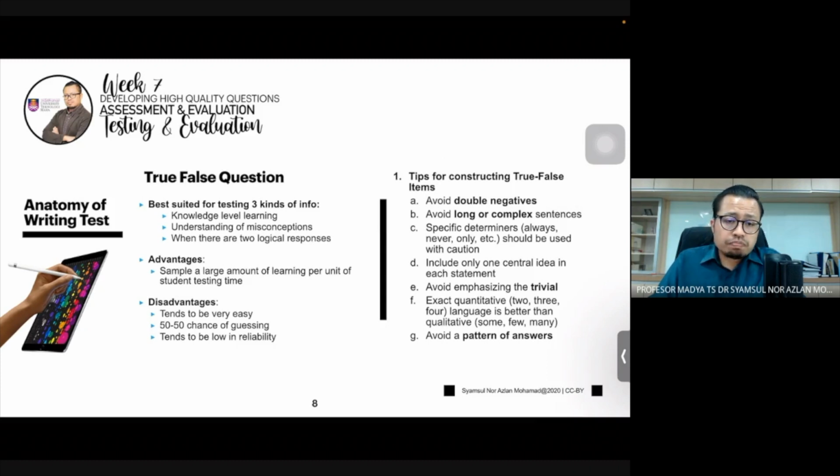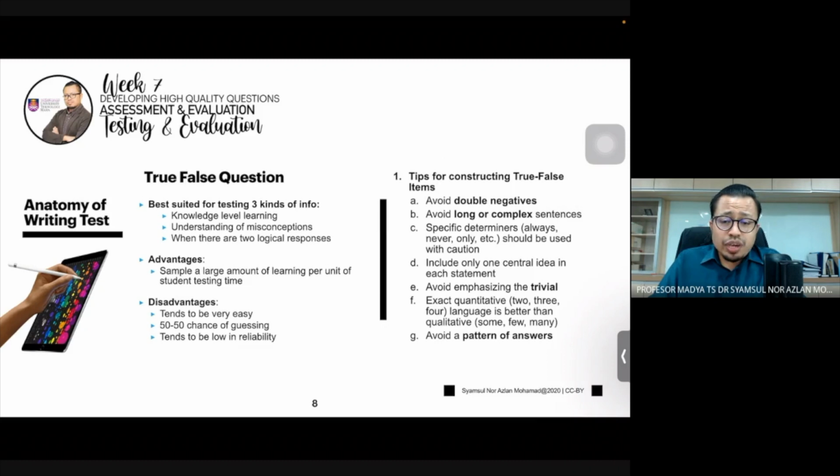Normally some people like to use true/false questions because they are very simple in terms of assessing large amounts of learning per unit. This is much easier, because you ask one question, whether true or false, and you can assess the students immediately. The reason true/false has become so popular is that there are three kinds of information we can get from it: knowledge-level learning, understanding of misconceptions, and, when there are two logical responses, whether the student understood or not.